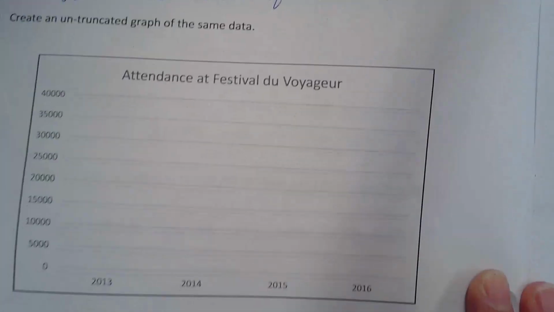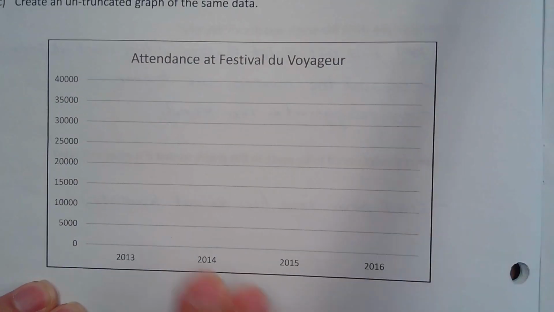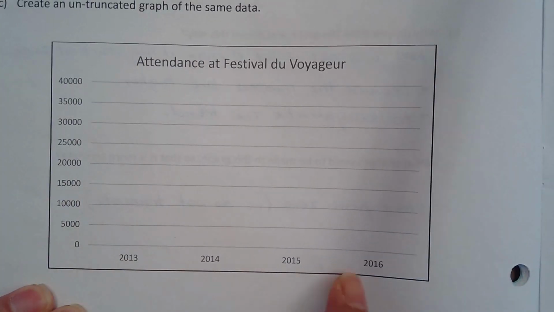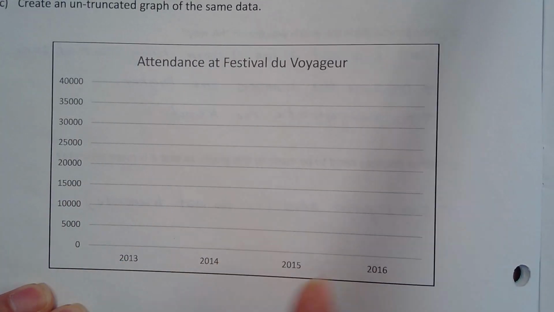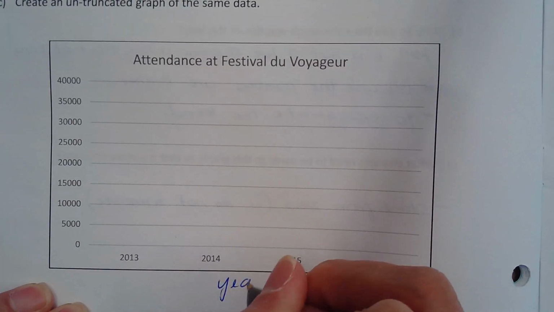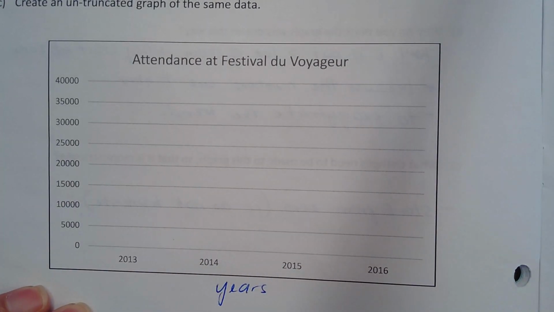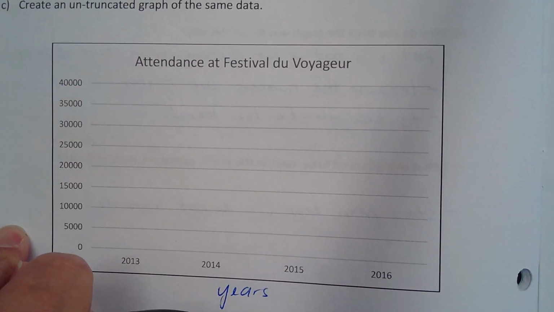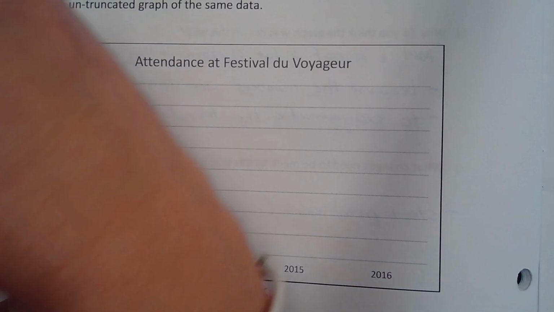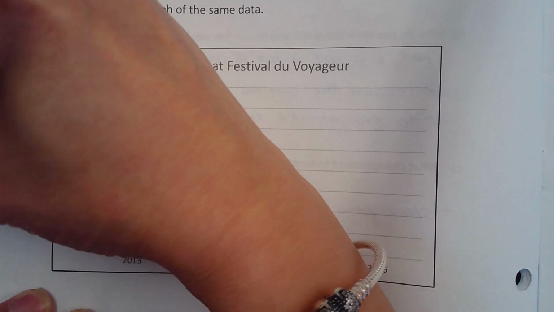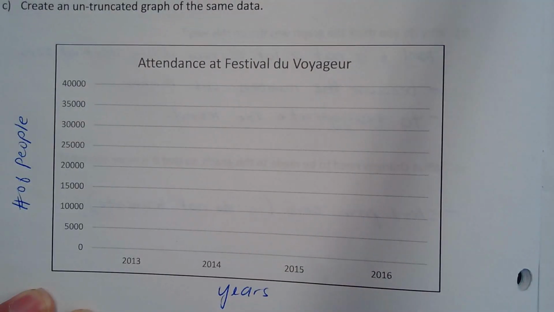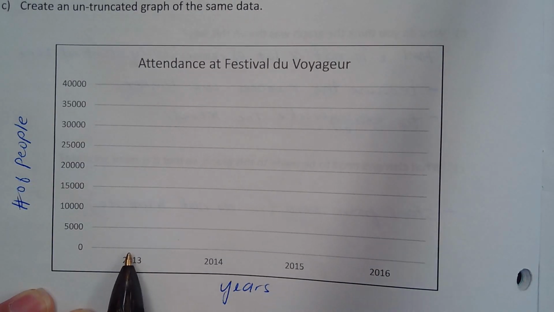Okay, so the first one, we have to make this a really good graph. What goes on the x-axis? Years. We're going to put years, because we need to have a title. What's on the y-axis? Number of people attending.